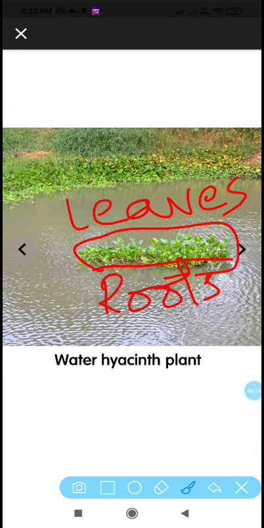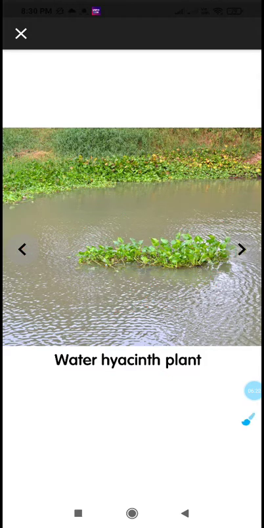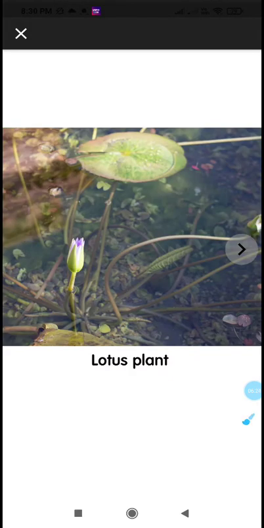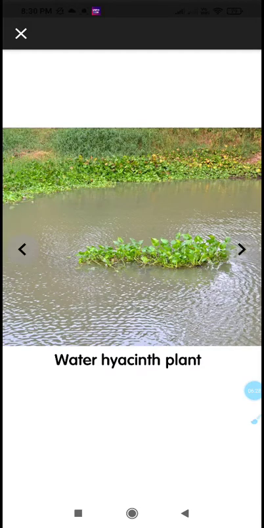This plant name is water hyacinth. So before picture also, this plant is living in the water, and the next picture, this plant is also living in the water, but they are having some differences. Those differences you are going to understand in this chapter. First, just mention the parts which are visible to you.